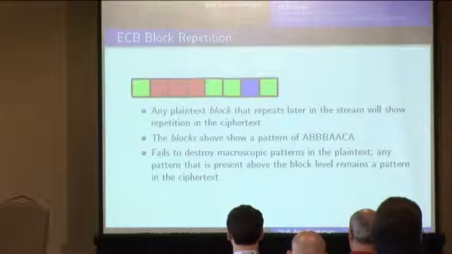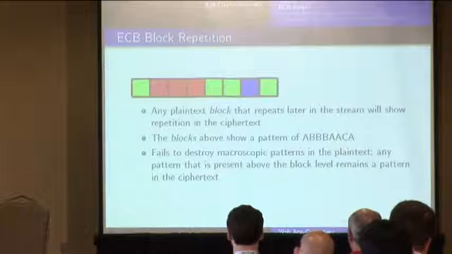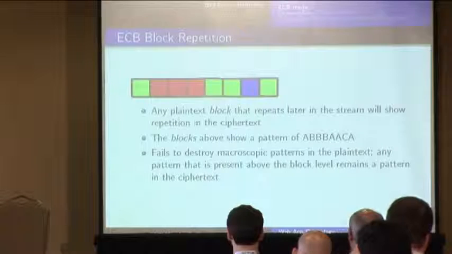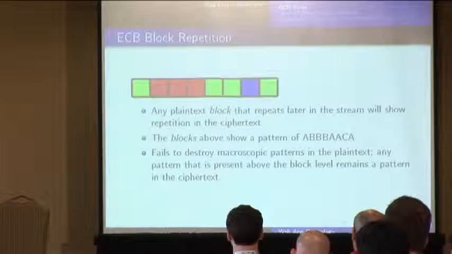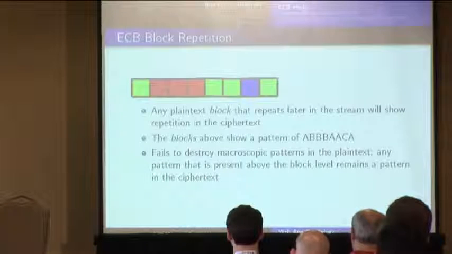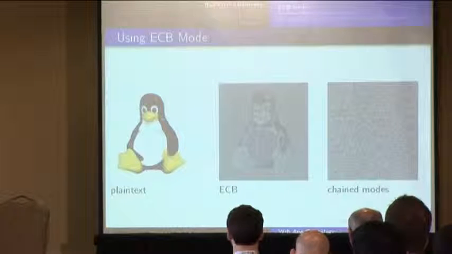Second, the one that most people talk about, the reason for chained modes, is that any plaintext block that repeats later in the stream will show as a repetition in the ciphertext. So the blocks above show this macroscopic pattern of A, B, B, B, A, A, C, A. With electronic codebook mode, if these are sectors on your disk, what do you think is the most common sector on your disk? It's probably a sector full of zeros, right? So that's another weakness: we can still find these patterns at the macroscopic level, above the block level, in your plain text. And why is this important? Well, this is why it's important.